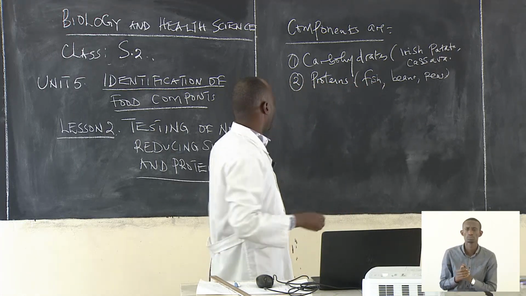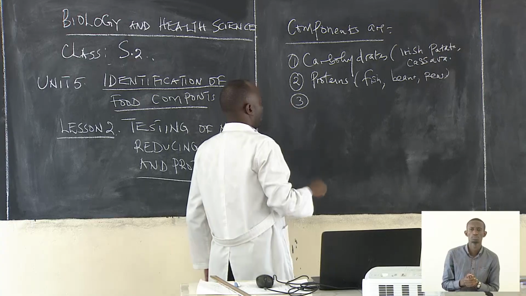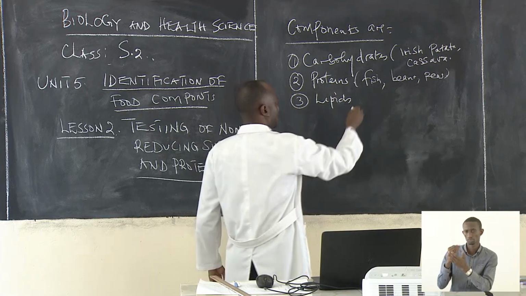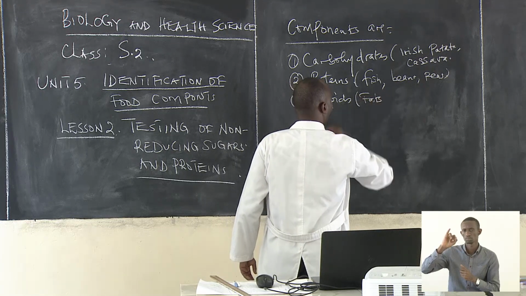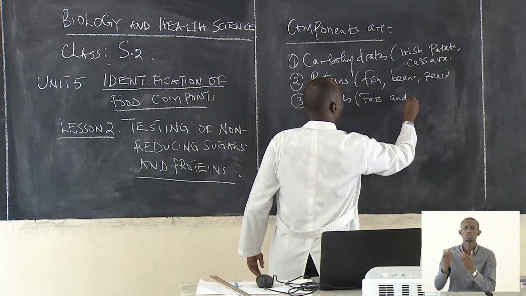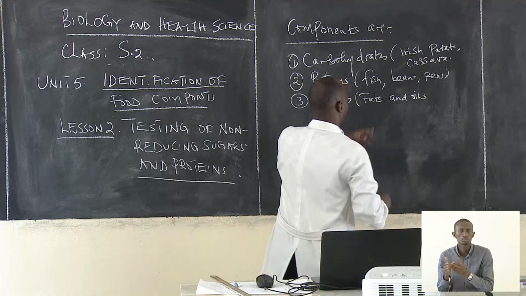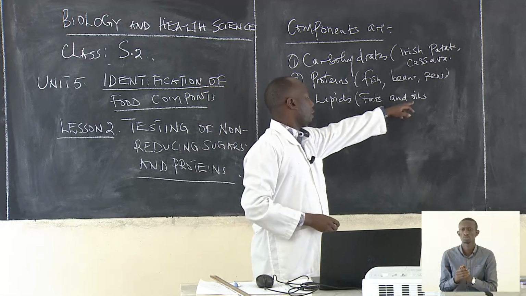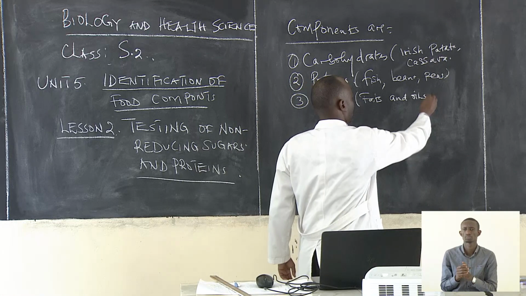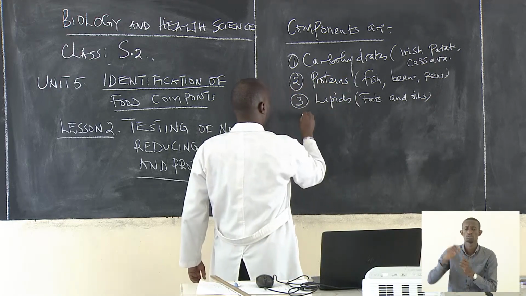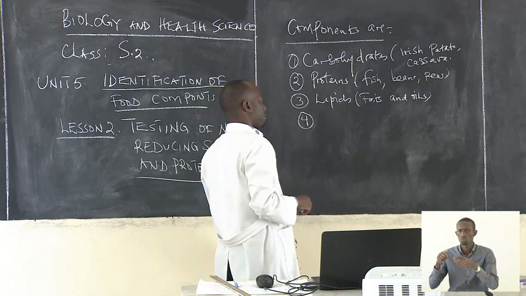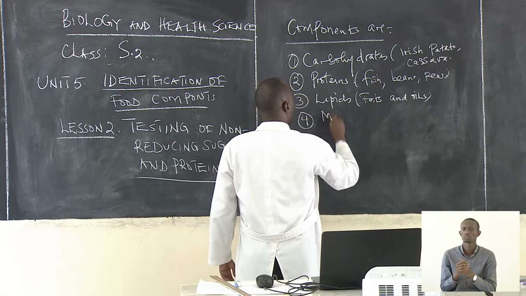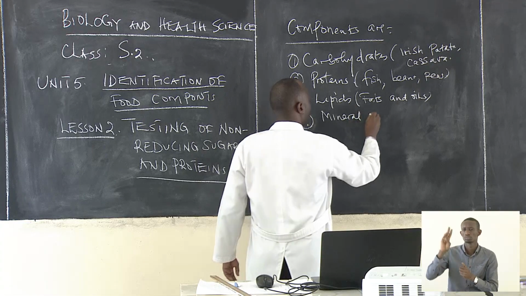We have another example, which is number 3. We can have lipids. Examples of lipids, we have fats and oils. Fats are solid at room temperature, then oils are liquids at room temperature. So we have another class which is number 4. And we have the mineral salts.